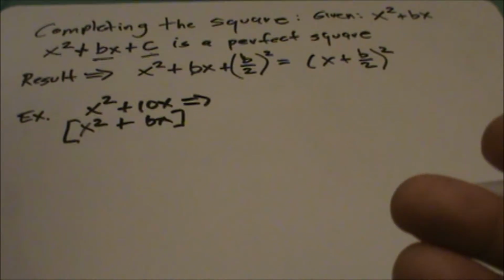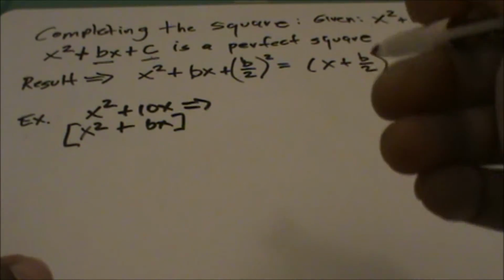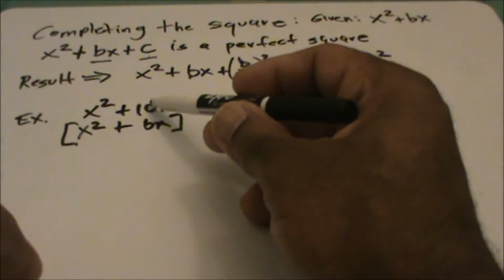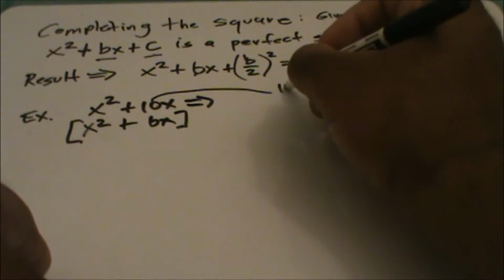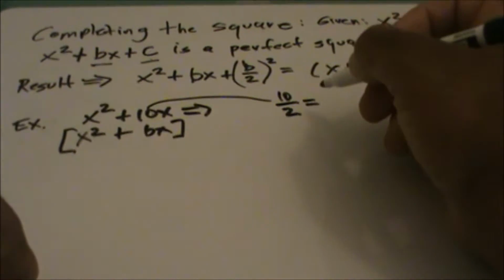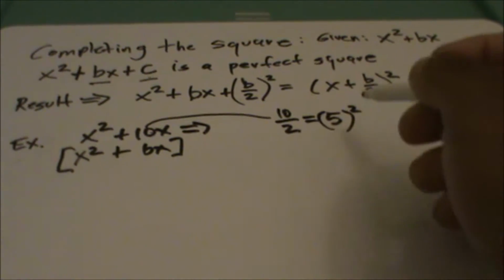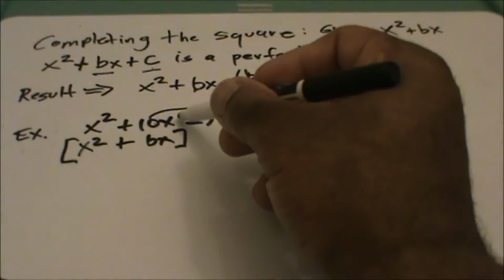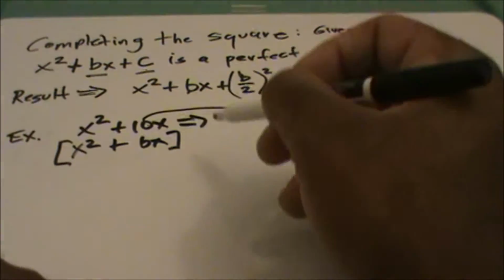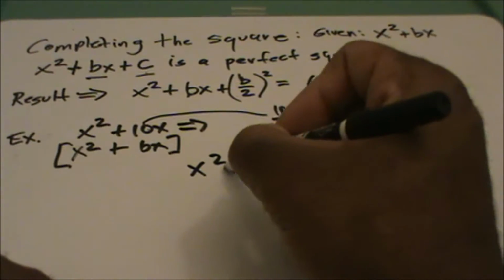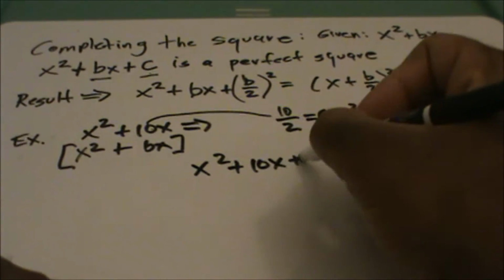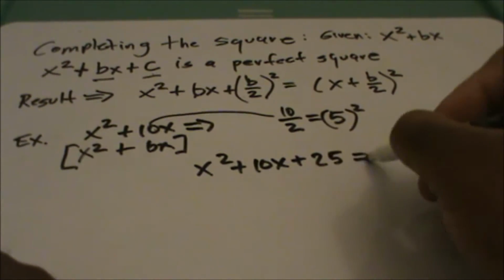In this case, x squared plus 10x, we look at the b value. We take 10 over 2, which is 5, and then square it. Once we find this c value, we add it to the x squared plus 10x, giving x squared plus 10x plus 25.